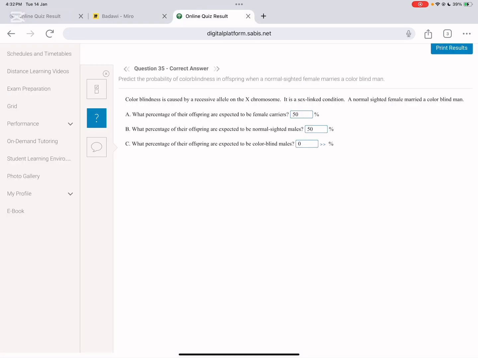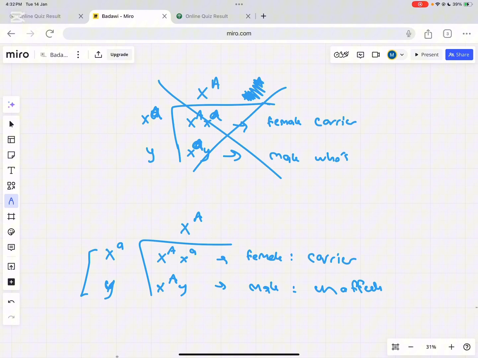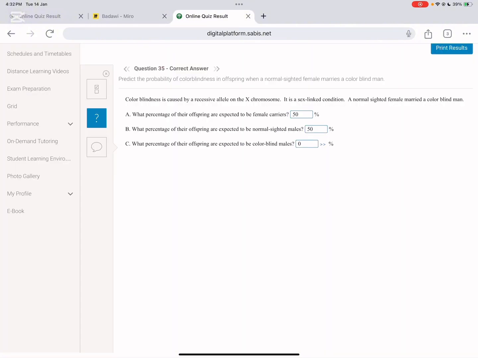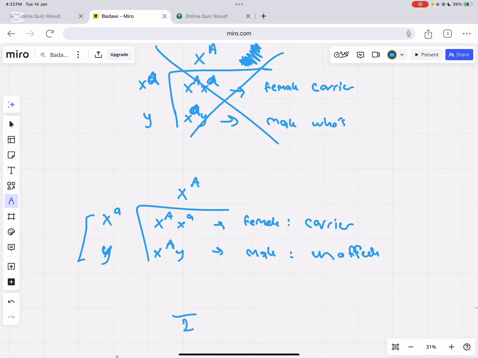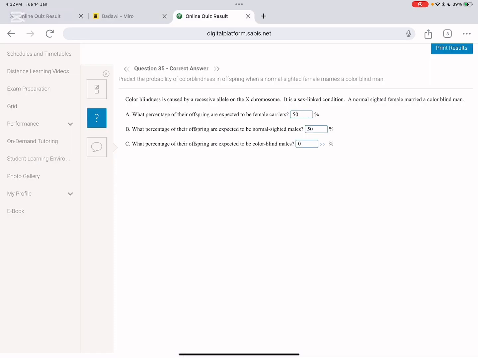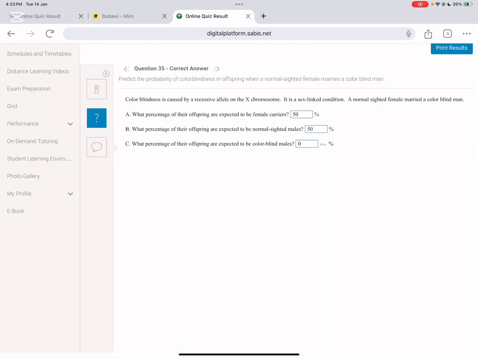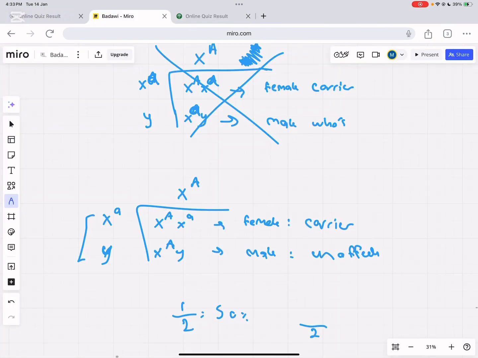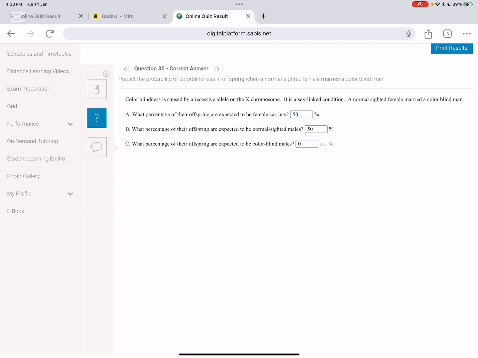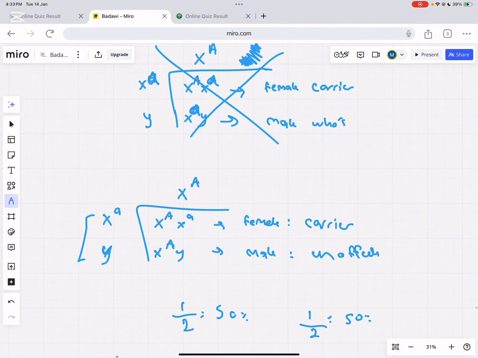So if I look at my options, to be female carriers, 50%. Here they're asking us about the offspring, so it's always going to be over 2. Female carrier, there's 1, so 50%. Same thing for normal-sighted males, we have 1 out of 2 because they asked what percentage of their offspring, not specifying male or female. So 1 over 2, 50%. What percentage is expected to be colorblind males? This is 0 because we didn't get any colorblind males.